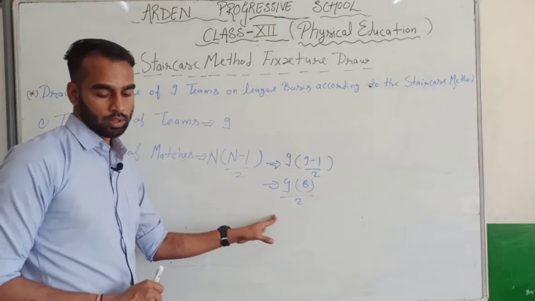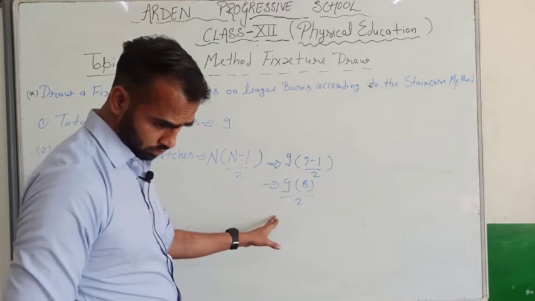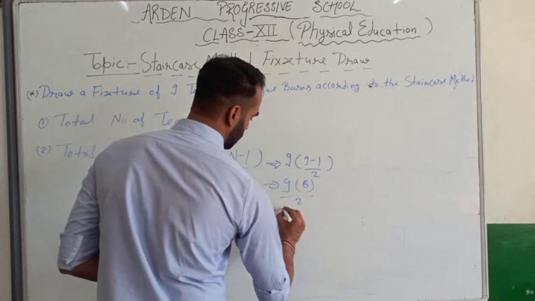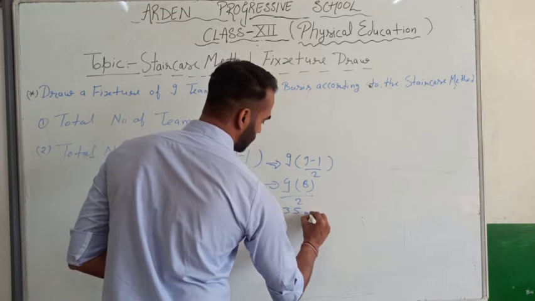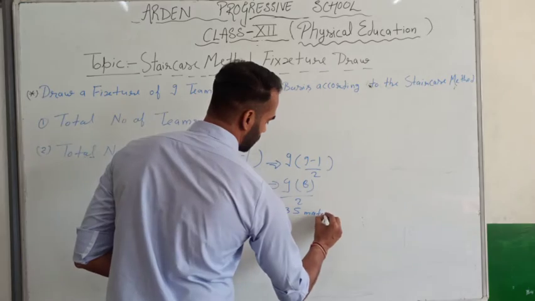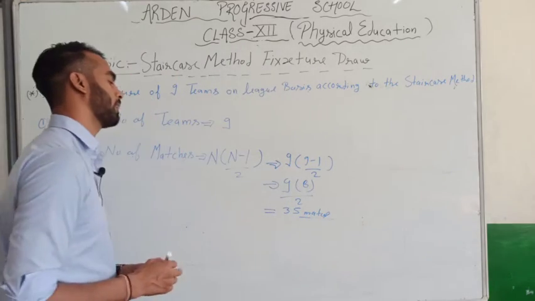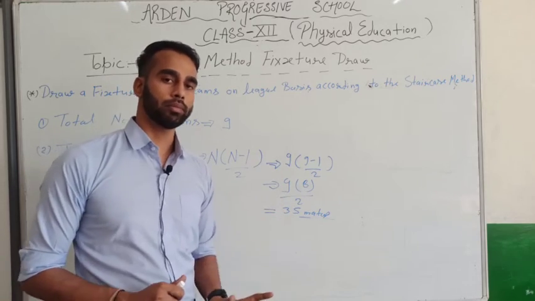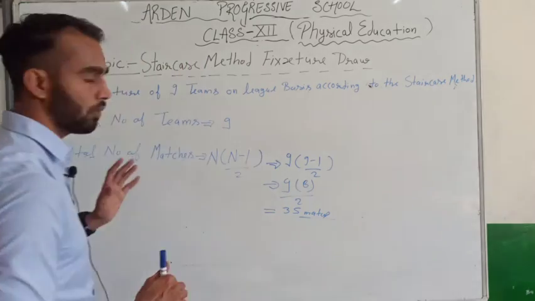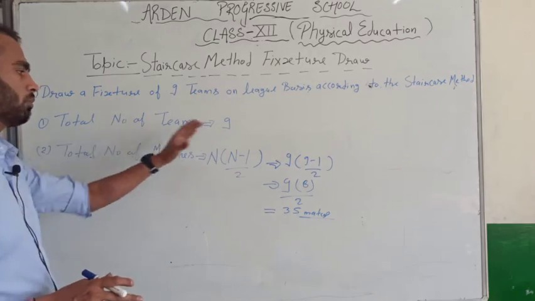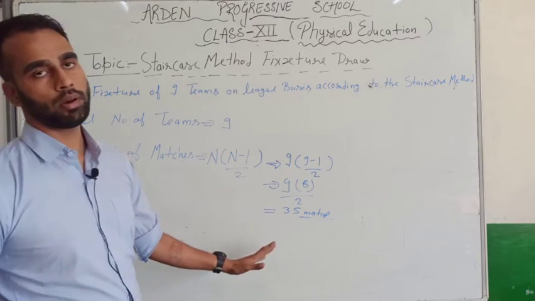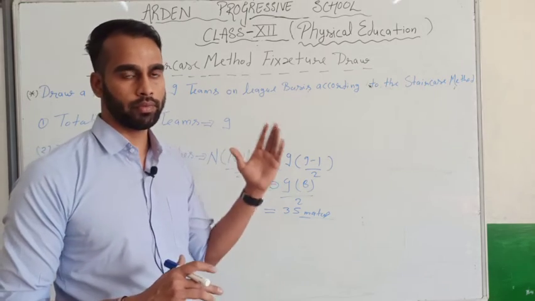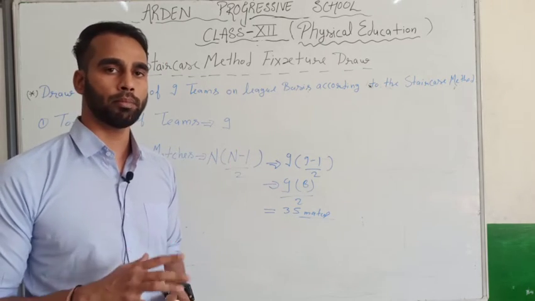Basically the number of matches is going to be 36. As we now know the total number of teams and the total number of matches, we are going to draw the picture in the staircase method.